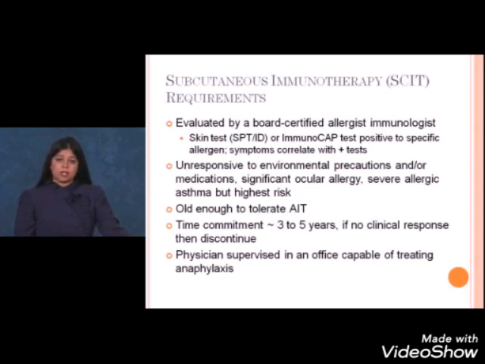If they have severe allergic asthma, but know that these patients will be at a higher risk for having reactions during the course of the immunotherapy. They should be old enough to tolerate allergen immunotherapy, and that is at the discretion of the allergist. Time commitment, it takes about 3 to 5 years on average for the full course. And if there is no clinical response, we then discontinue. It should also be physician supervised in an office that is capable of treating anaphylaxis.